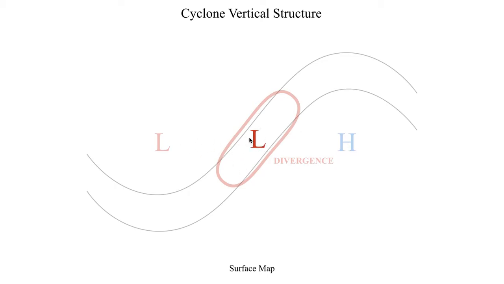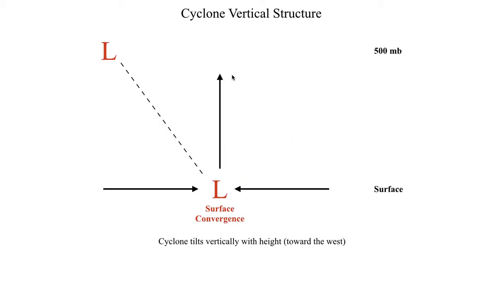So this would tend to imply that as we go vertically, the center of the cyclone actually shifts westward. If you take a look at some maps of a good cyclone that's in its maturing phase, you will see that as you go up, the cyclone will in fact tilt westward with height. If you were to look at a cross section of that, this dashed line indicates the center of the cyclone as you go up. At the surface, you've got this area of convergence, and then as you go upward, the center of the cyclone does in fact go towards the west.